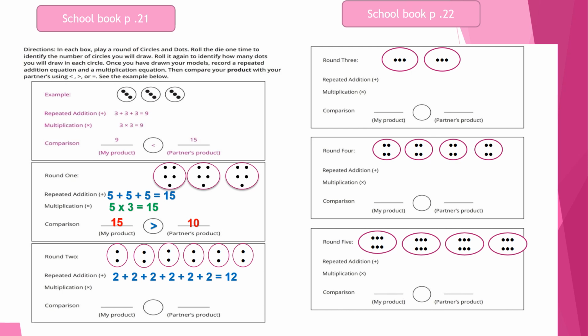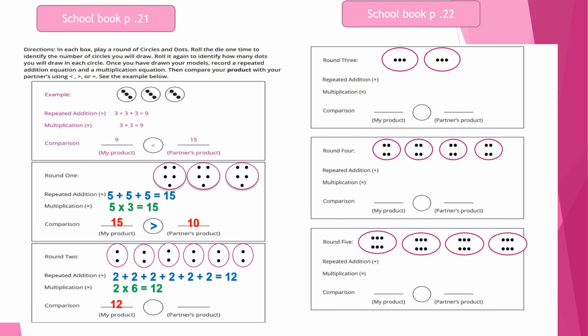By multiplication, I will ask myself, what is the number I repeat here? 2. How many times do I repeat 2? 6 times. So it will be 2 times 6 equals 12 also. So my product is 12, my partner's product is 24, so my partner's is bigger.